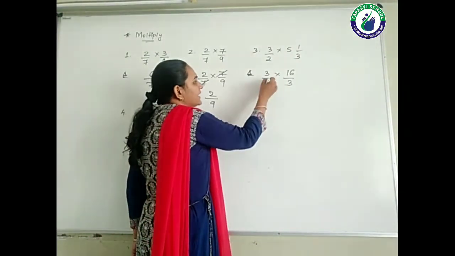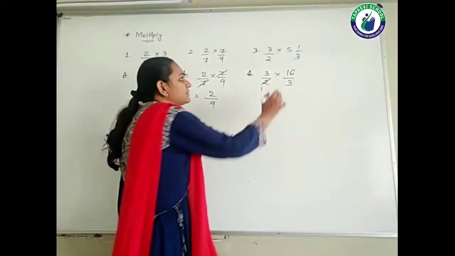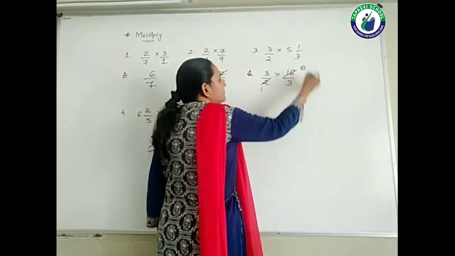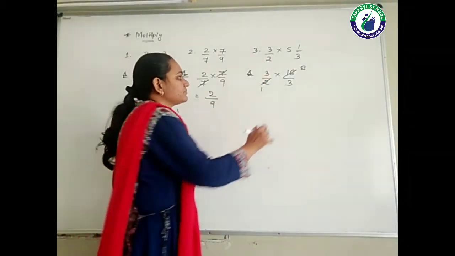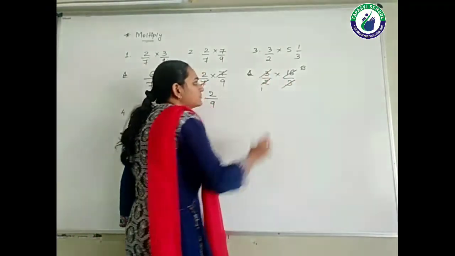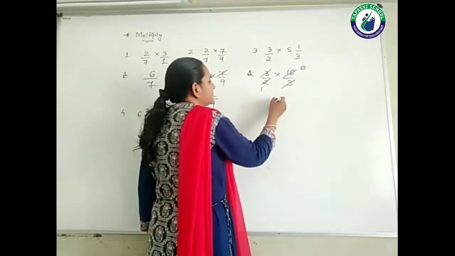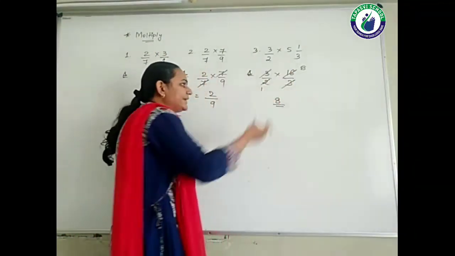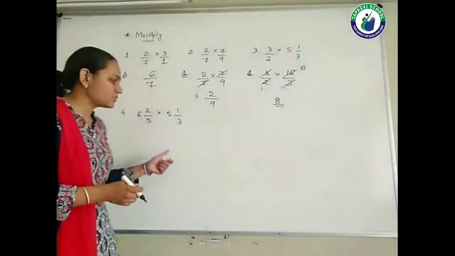See, 2 and 16 I can cut. 2 ones are 2 and 2 8s are 16. Clear? Now what? Similarly, 3 and 3. Which number is remaining? Only 8. Whether you write 8 or 8 upon 1, both mean the same. Now going to the last question, students.